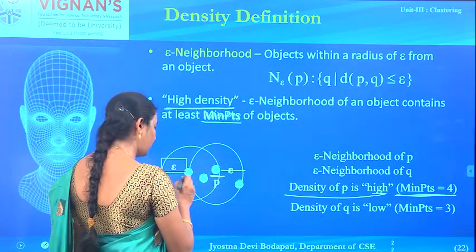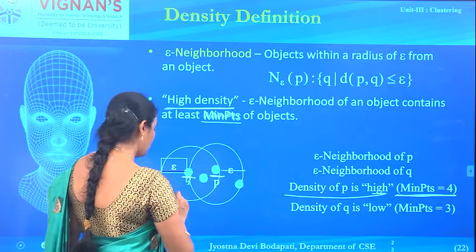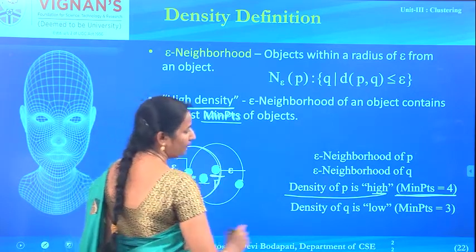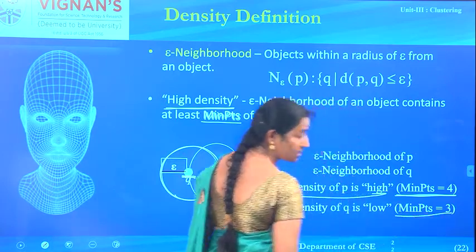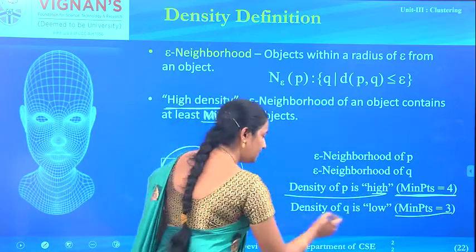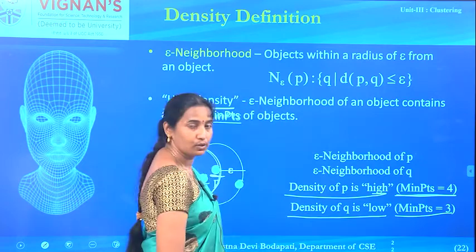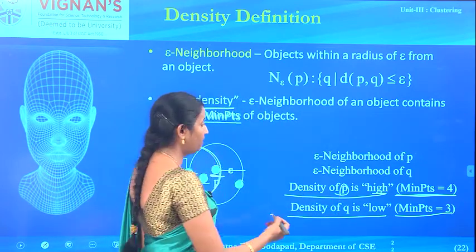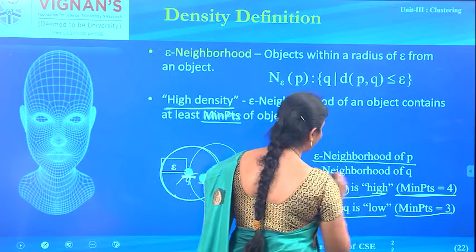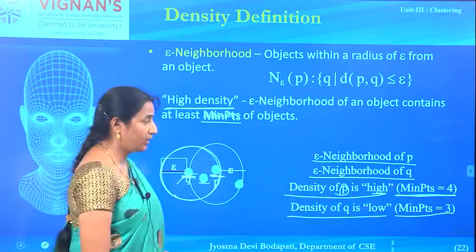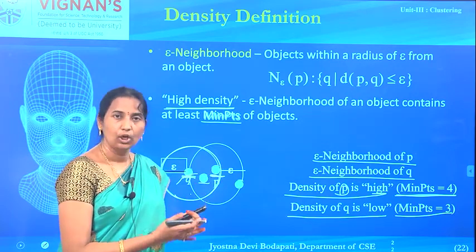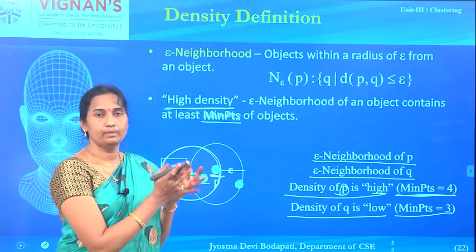And similarly, if you observe the point Q, what is the density of the point Q? It is only 1, 2, 3. So the number of points in this region is 3, and the density of this Q is low. So you can say this is low, but for P it is high. And you can even represent the epsilon neighborhood of every data point. What is the epsilon neighborhood of a data point? It is the set of all elements in the data set which fall within the radius of the epsilon.